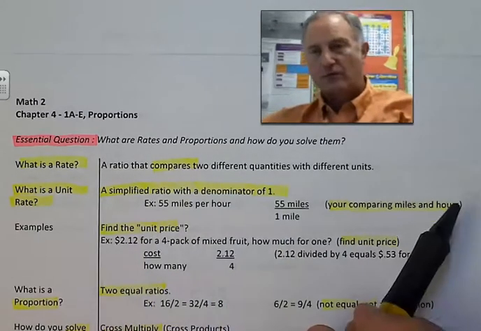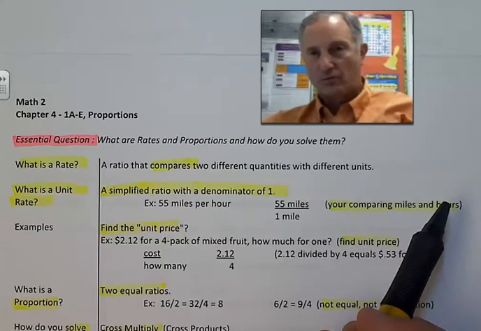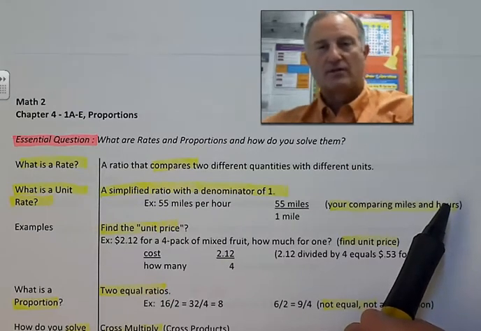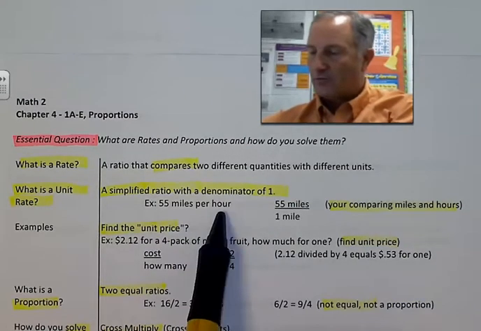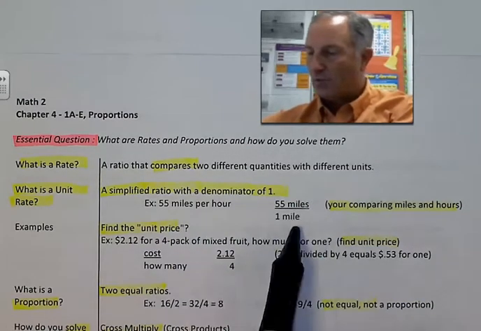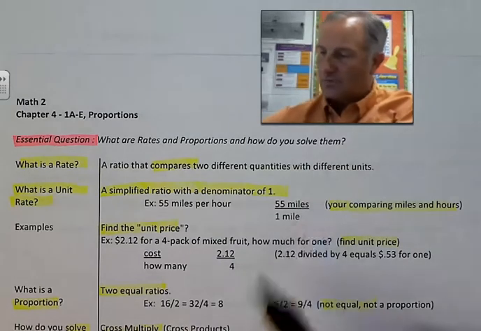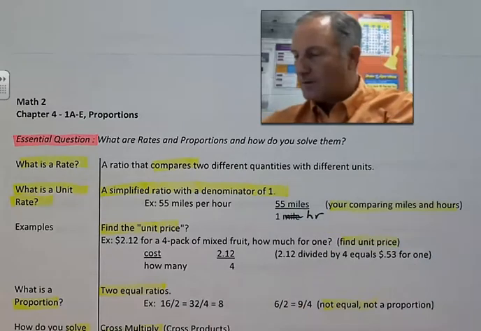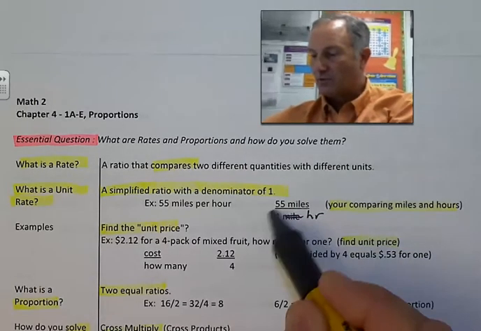Like if you can buy 2 apples for 50 cents, what's the unit rate? Well, it's 25 cents because they're 25 cents a piece. So the unit rate brings it back down to one thing. An example here, 55 miles per hour. You're going 55 miles in 1 hour. You're comparing miles to hours. So those are the two units you're comparing, and you've broken it down into 1 hour.